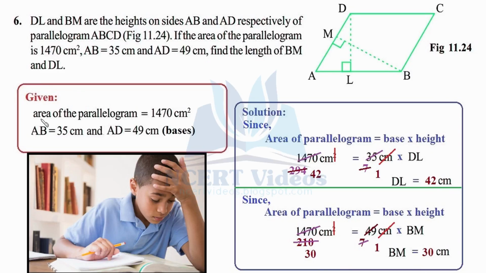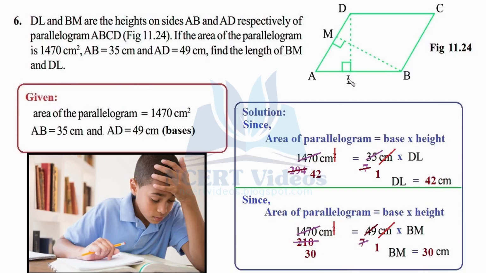So the given parts are area of parallelogram, that is the area of this parallelogram is 1470 centimeters square, and we are given the base dimensions. So AB equals this one 35 centimeter, we have AD equals 49 centimeter, they are bases, so we have written. So this is the only piece of information which is given to us. Now solution part, we have to find first the height DL, because we are asked to find DL and BM. First of all, we are finding DL.